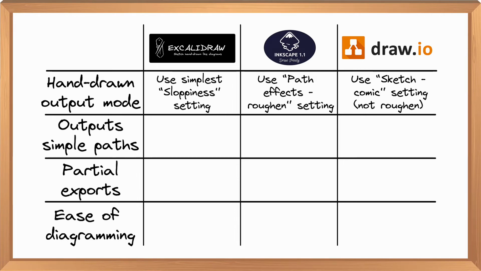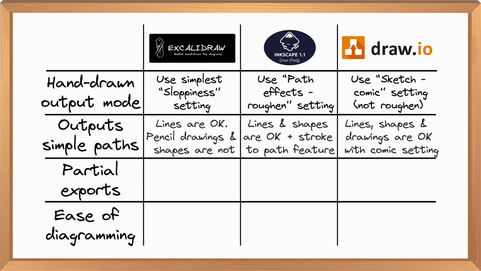Unfortunately, these possibilities aren't universally helpful. Many add extra paths or break shapes into a series of unrelated segments. For each option, I've listed the settings that work best to produce paths compatible with the CSS line animation technique we'll use later. It's important to note that sometimes these tools produce acceptable outputs for lines but not for shapes or pencil drawings. In general, Inkscape and Draw.io generate the best results most often.